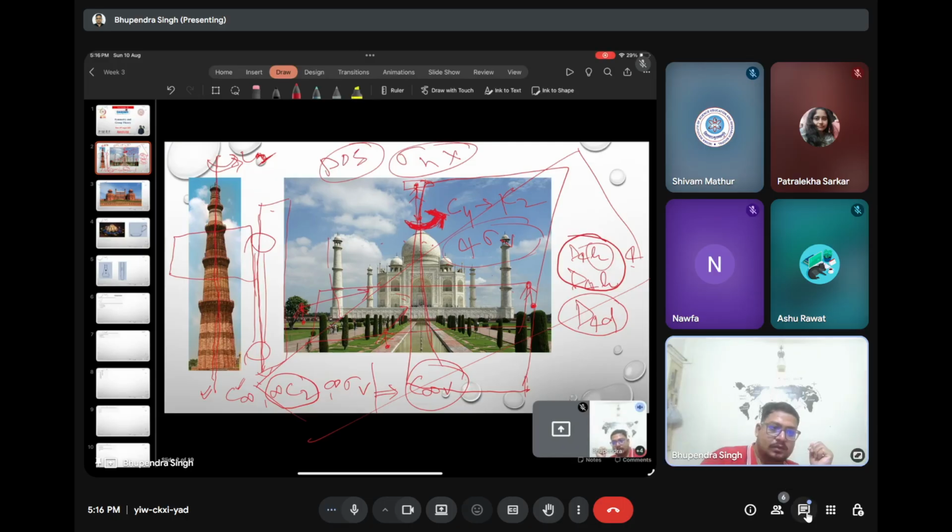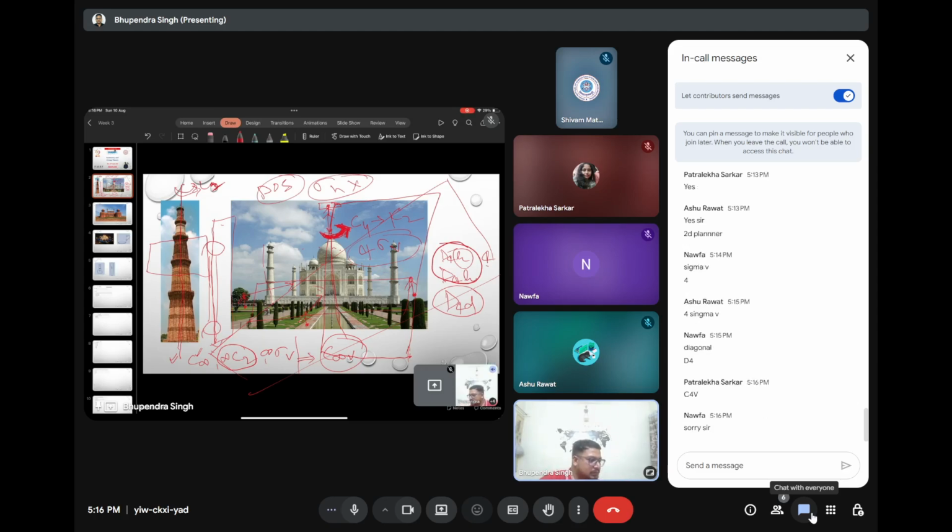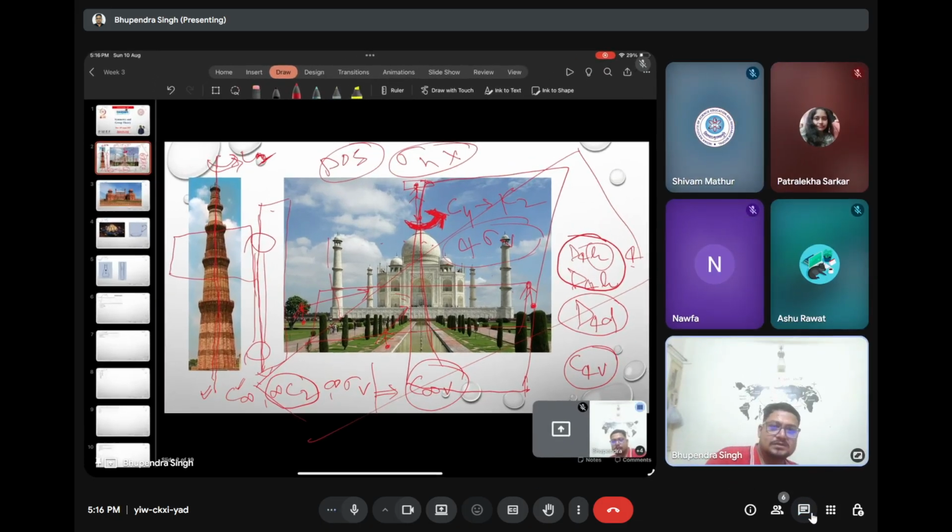Who is saying diagonal D4? Why D4? C4v. Sorry, sir, C4v. Yes. Point group is C4v.